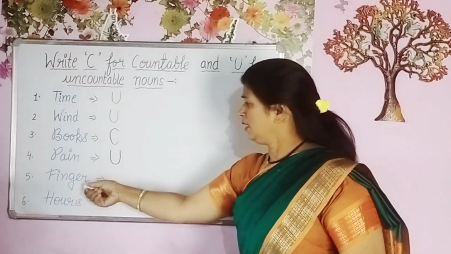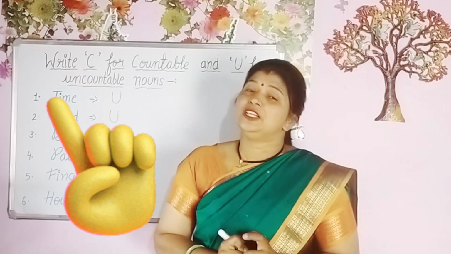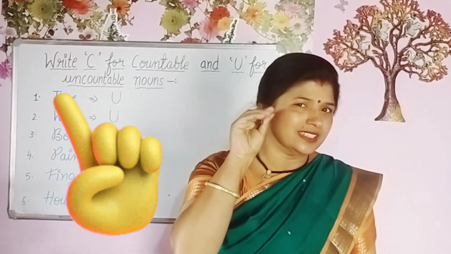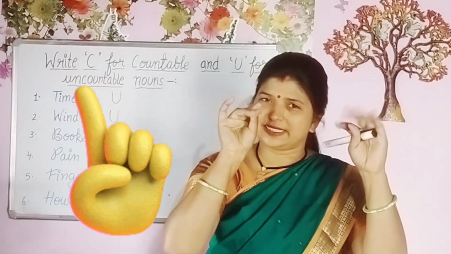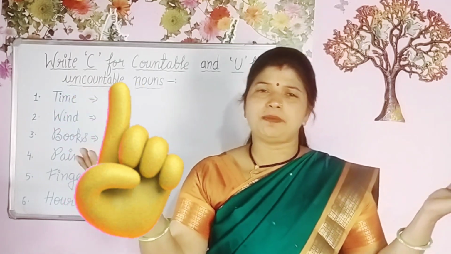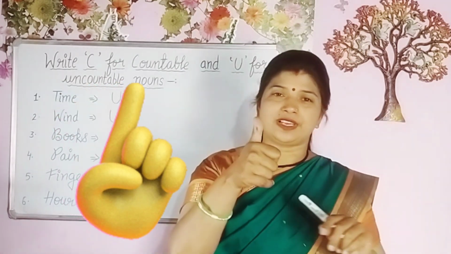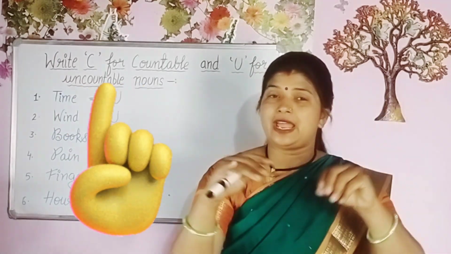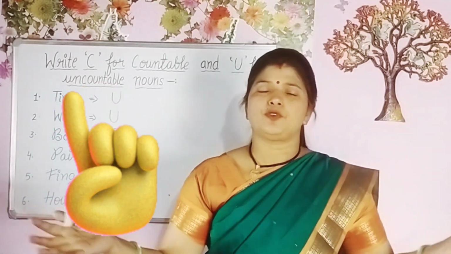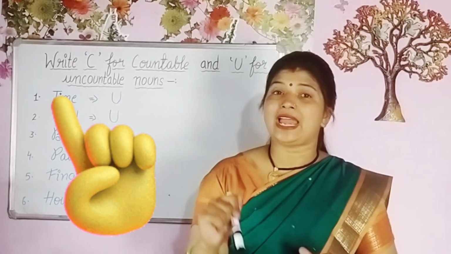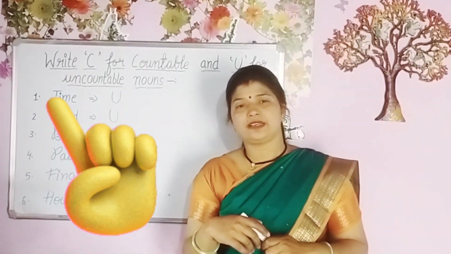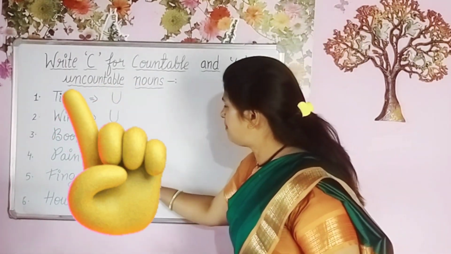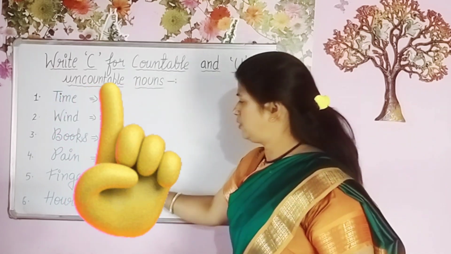Fifth one is finger. Can you count fingers? However many fingers there are, you can count these fingers. 1, 2, 3, 4, 5. Then again 5, 5, 5, 10. If more come, 5, 20, 30, 40. So you can count fingers. So it means finger is a countable noun.